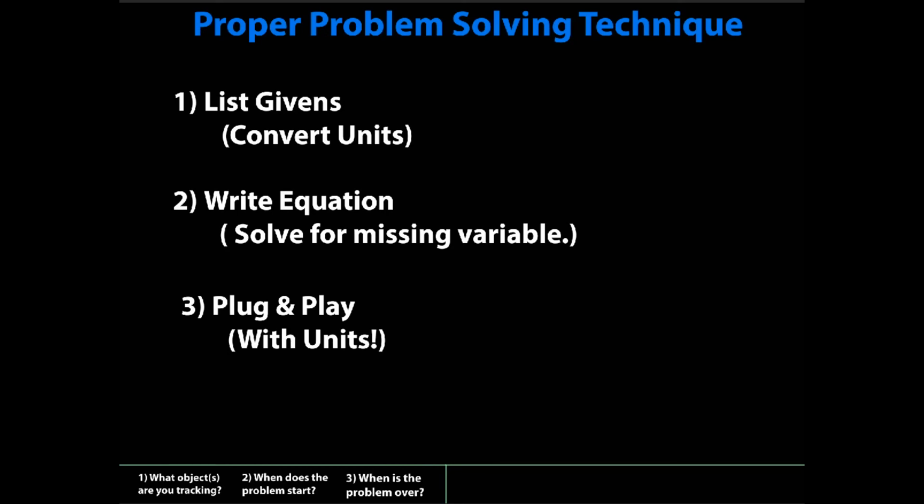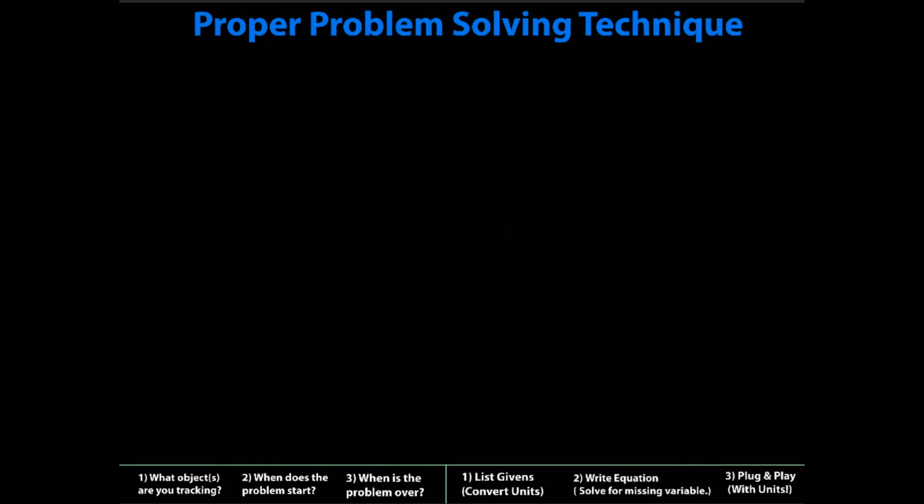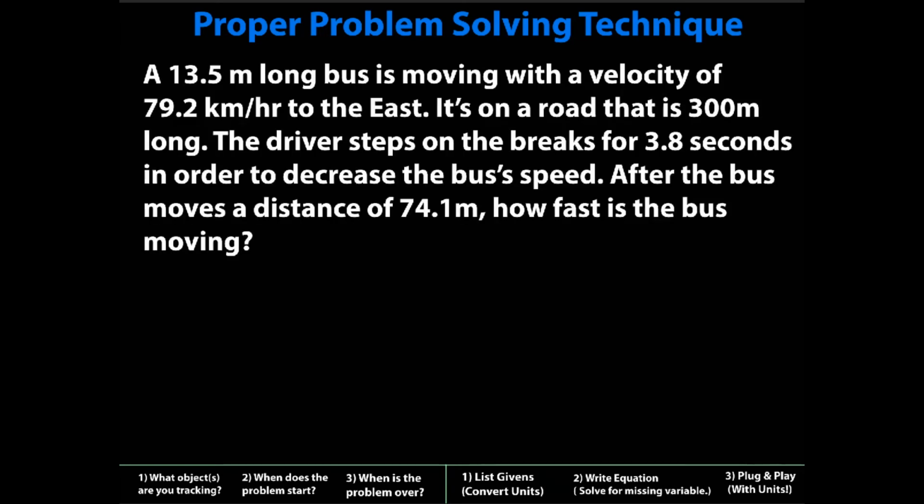So we're going to take these 3 rules and put them in the lower right-hand corner. And now I'm going to show you how to actually work with them. And to do that, we need an actual problem, and we're going to use this one. A 13.5 meter long bus is moving with a velocity of 79.2 kilometers per hour to the east. It's on a road that is 300 meters long. The driver steps on the brakes for 3.8 seconds in order to decrease the bus's speed. After the bus moves a distance of 74.1 meters, how fast is the bus moving?